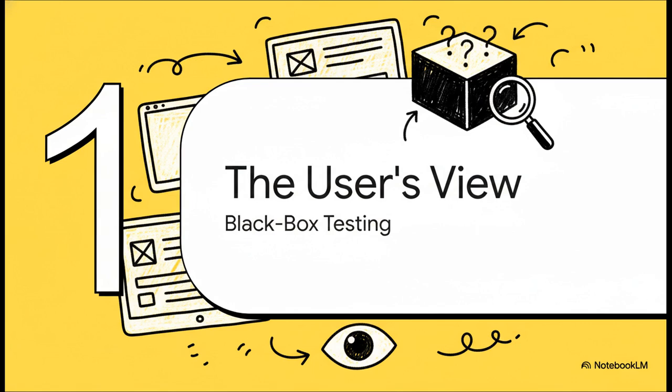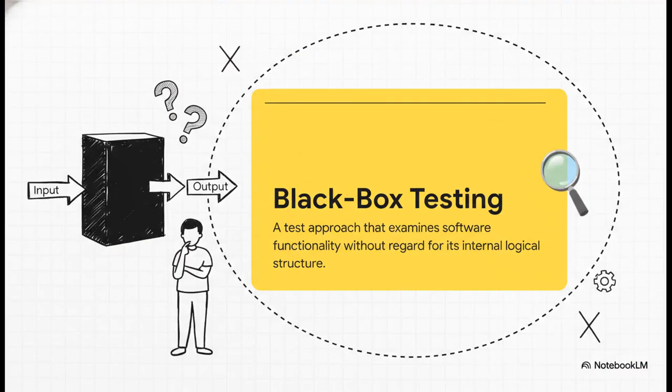Okay, so let's start from a perspective we all know really well, our own. As users, we pretty much only see software from the outside. And that brings us to our first big idea, something called black box testing. Think of it like this. With black box testing, you're treating the software like, well, a mysterious black box. You have no idea what's going on inside. You can't see the code, you don't know how it's wired. The only thing you care about is, if you put something in, do you get the right thing out?